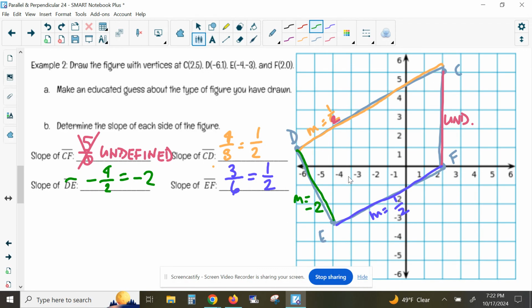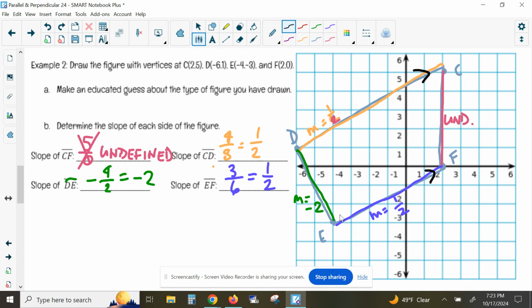Okay, so what can we say? When we have the same slopes, 1/2 and 1/2, that's telling us that these are slanted the exact same way. So rising 1 and running 2, rising 1, running 2. And that means that these two are parallel. So I'm going to go ahead and put little parallel arrows on here. Those guys are parallel.